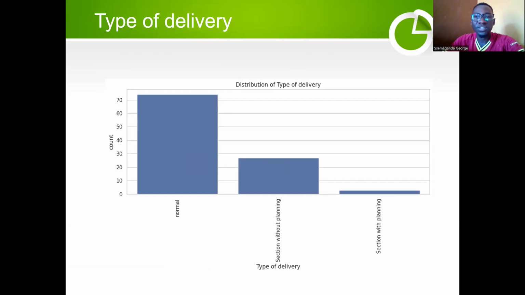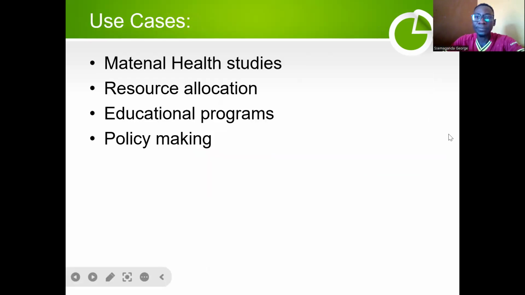Then the type of delivery for these mothers, there was normal delivery with the highest count, and then section without planning with the lowest count. So section without planning, sorry, was more than the section with planning. And then I went ahead and looked at some cases where this data set could be used, amongst others maternal health studies, resource allocations, educational programs, and policy making.